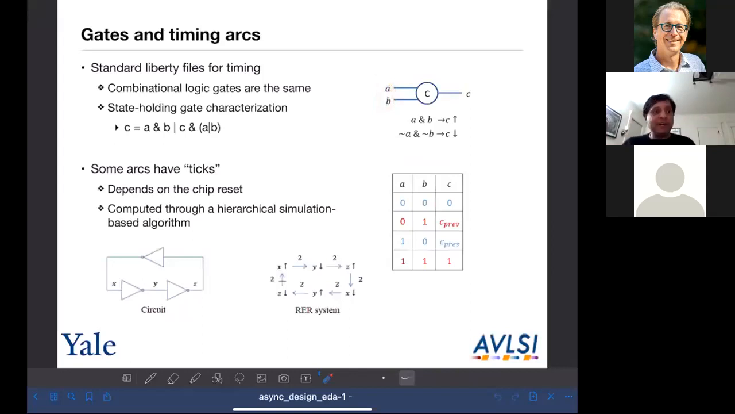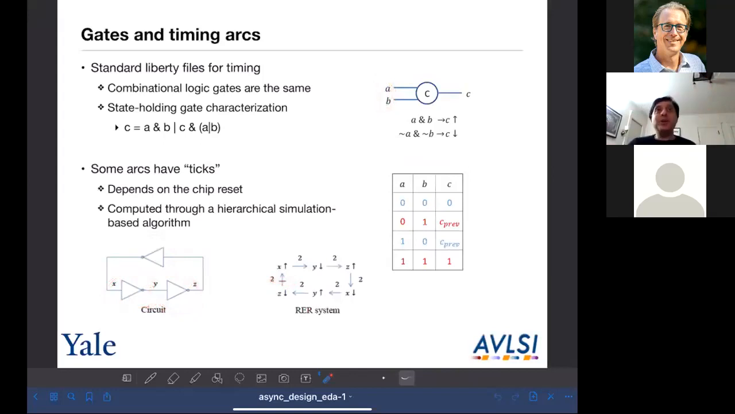The third complication is this notion of these arcs having ticks. The ticks are not a function of your gates. The ticks are a function of how the gates are used and how the circuit's initialized. So you can see that these gates are all the same, but only one of these arcs has a tick. So you can't actually get these ticks from the timing library. So you actually have to compute the ticks.